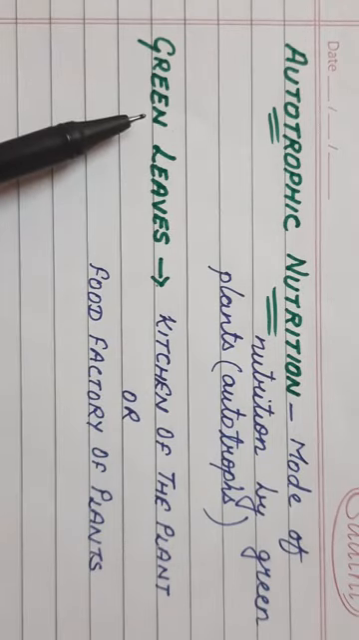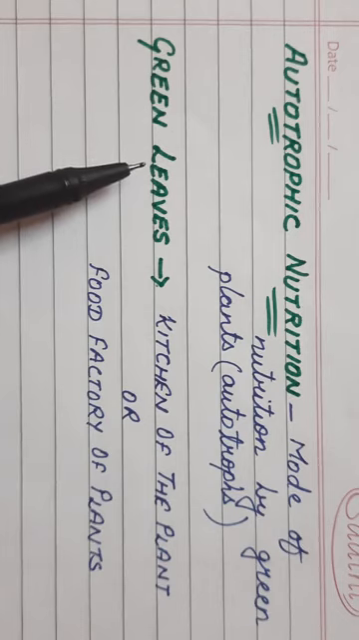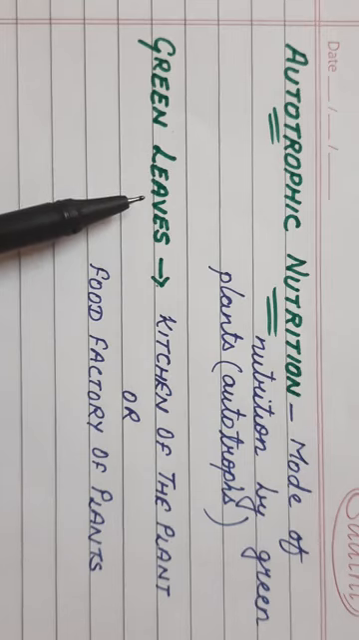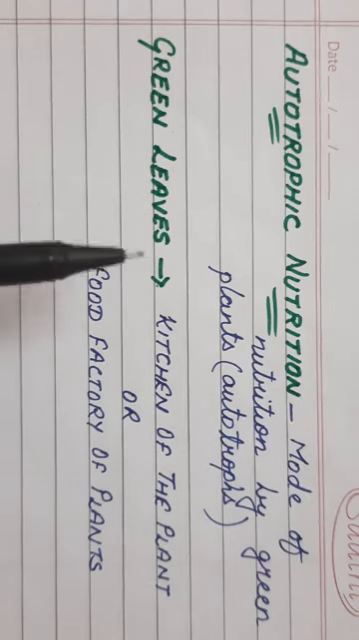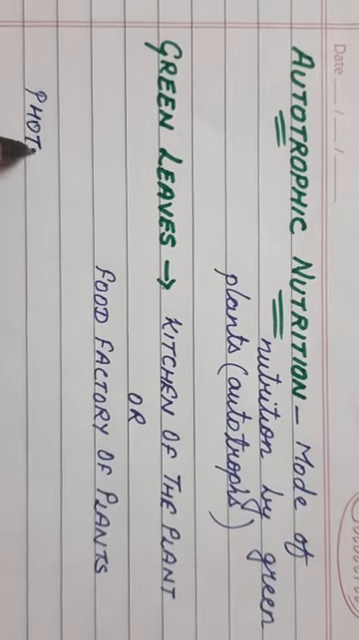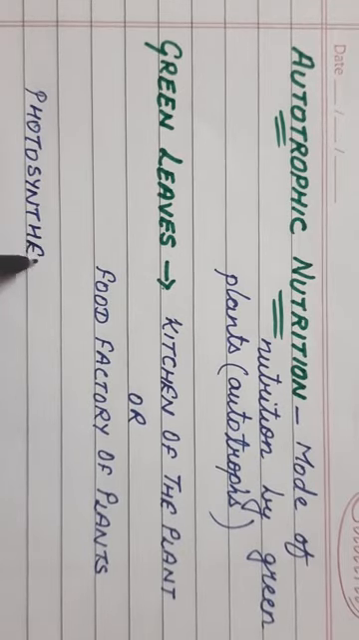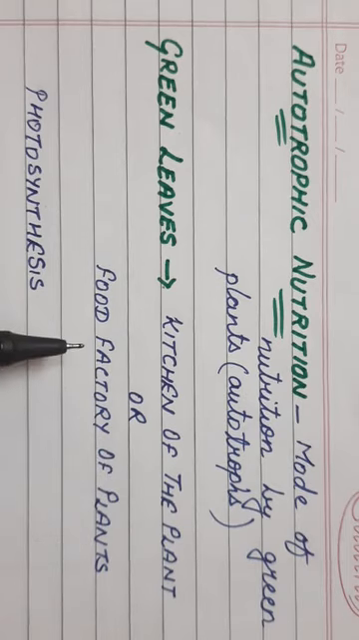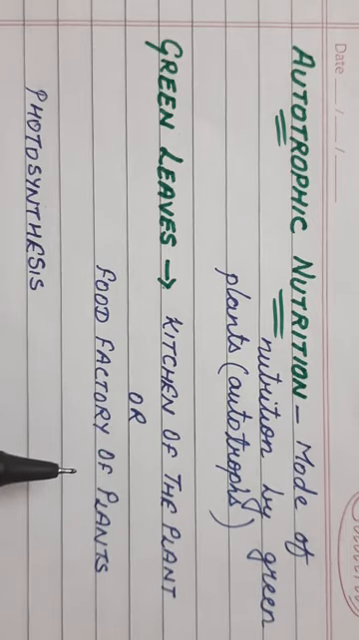Now, you all know, children, that green leaves are a very important part of plants, and it is the green leaves which prepare the food for the plants, and that process is called photosynthesis. Okay, what is that process called? That process is called photosynthesis. Now, since the leaves prepare the food for the plant, they are called the kitchen of the plant or the food factory of the plant. Clear? Why are they called the kitchen of the plant or food factory of the plant?